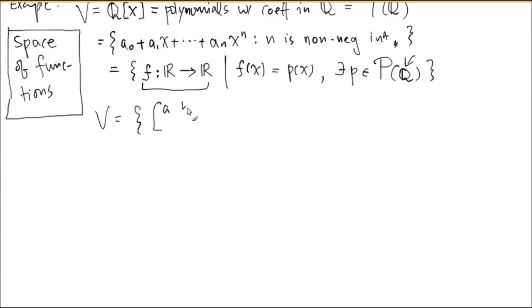The matrices A, B, C, D, and where these A, B, C, D are all coming from, let's say, rational numbers. Okay? So how do you view this as a vector space?